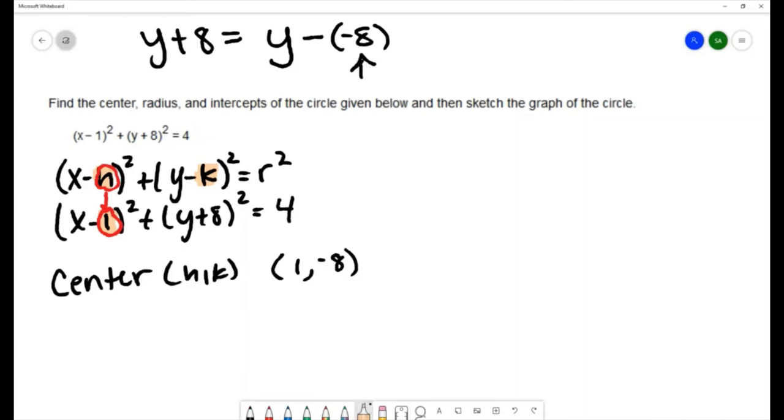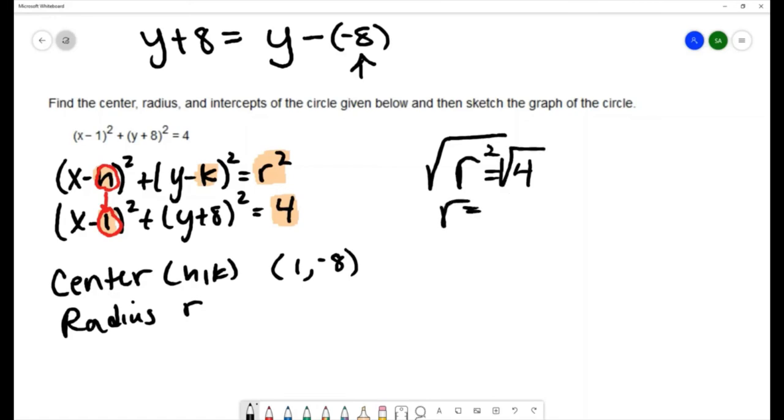Then you can also see that on the other side of the equation, we have r². R stands for the radius. On the other side of our equation, we have a 4. So we know that those two match. The radius squared will equal 4. I can square root both sides to get r = 2, really plus or minus 2. But since the radius is a distance, we'll only use the positive value. So we get, for our example, that the radius is 2.